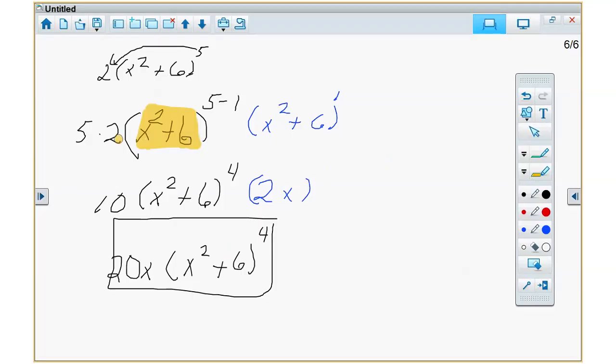All right, let's try another. Wait, so basically, all I know is the front says 2x times 10, and then just do it like that? Yeah, you can do it. Yeah, I did the long version. I did it step by step for the person that's never done it before. That's why I did it like this. That's fine. Okay, let's try another.